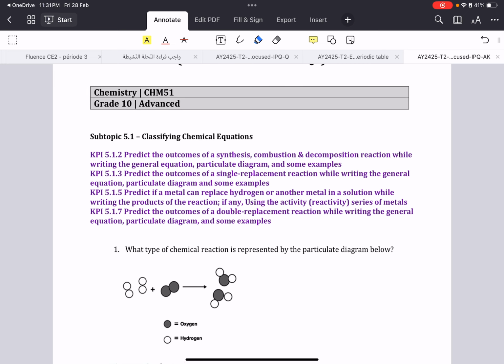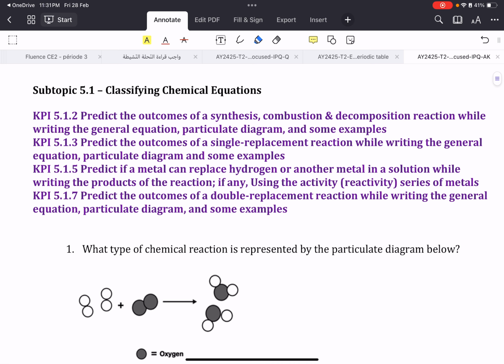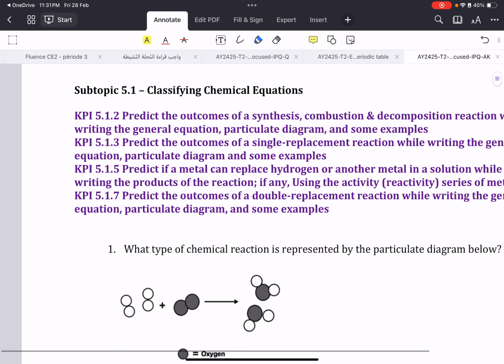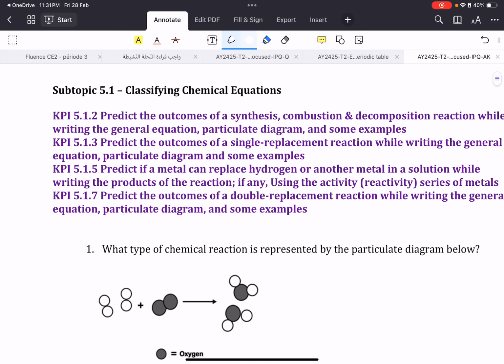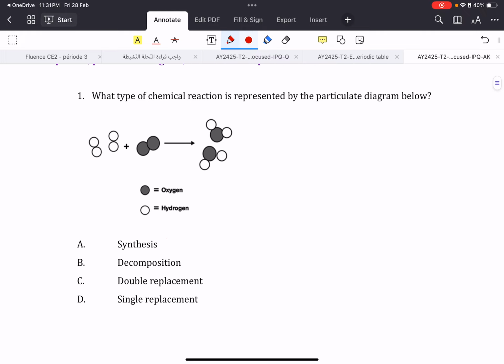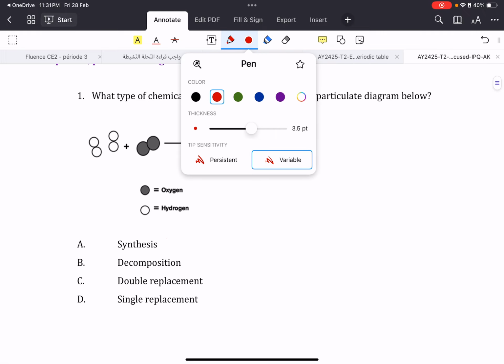In this topic, you are responsible to predict the outcome of synthesis, combustion, and decomposition reactions, predict the outcomes of single replacement reactions, and predict if in a single displacement reaction a metal can replace hydrogen or another metal in a solution. And finally, the last KPI, predict the outcome of a double displacement or replacement reaction. So I'll walk you through the questions.